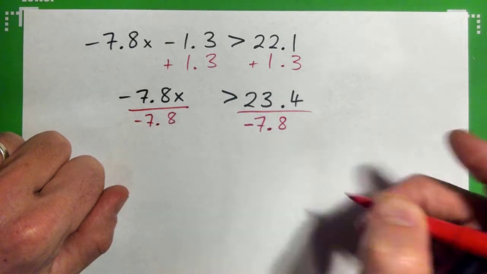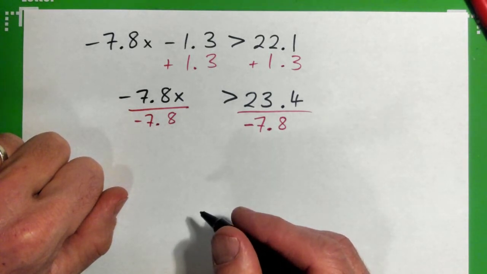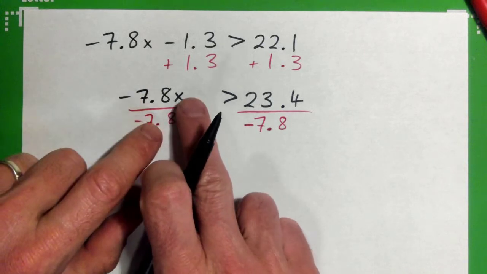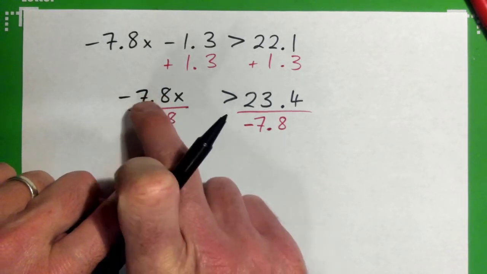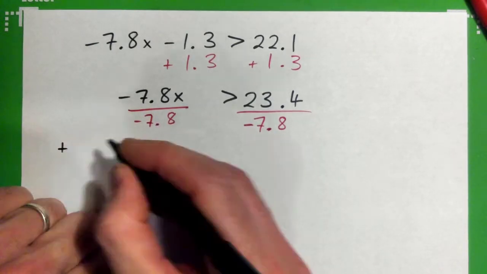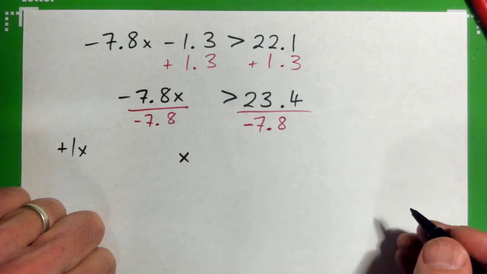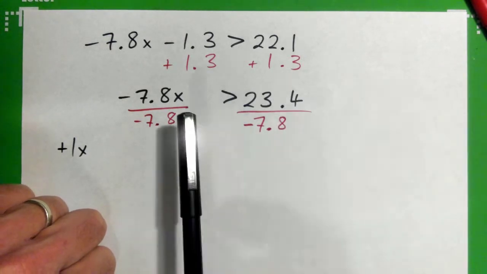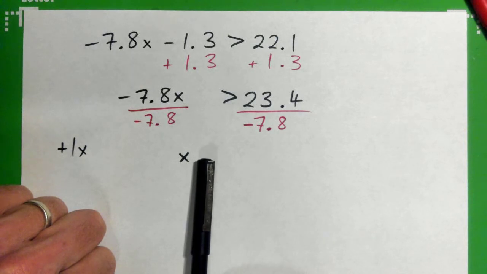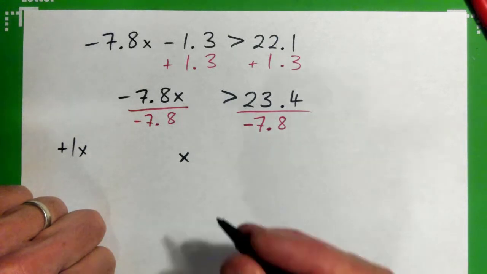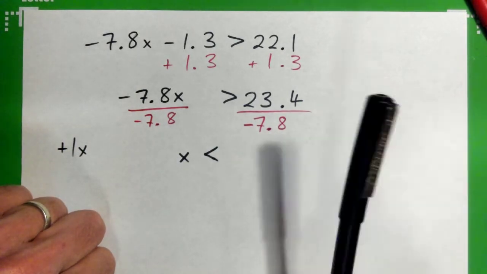Now, if I divide by, this over this makes like a plus, and that over that makes a 1, so you got plus 1x, or just x on the left. Are you okay with that? Now if I divide both sides by a negative, what happens to the inequality sign? Yes, it should change direction. Okay, good.